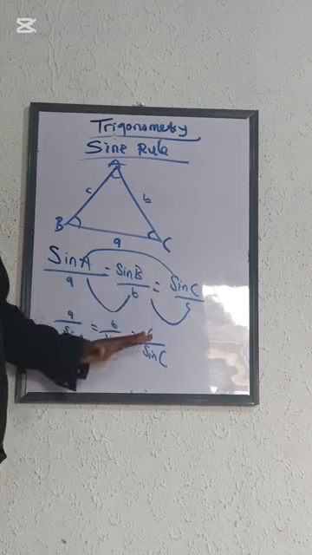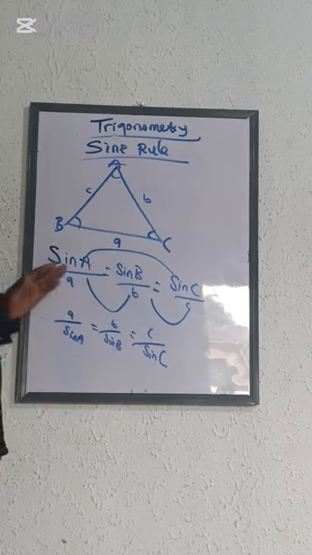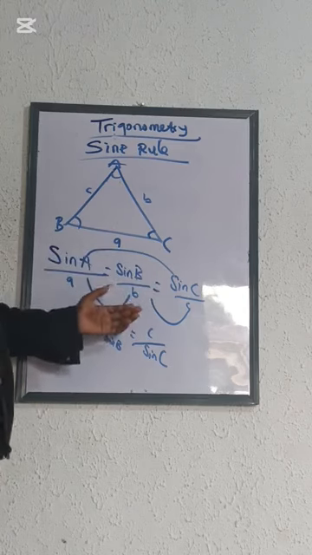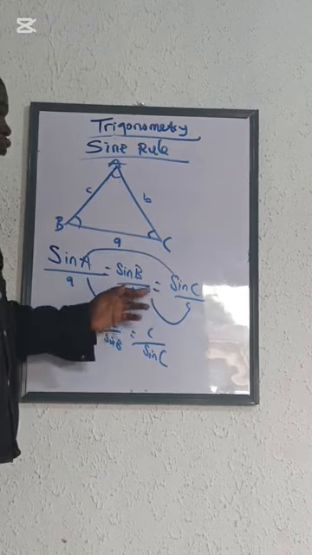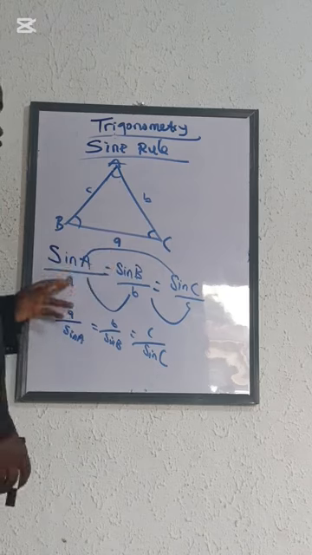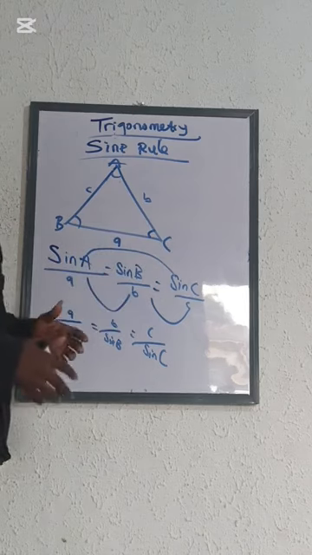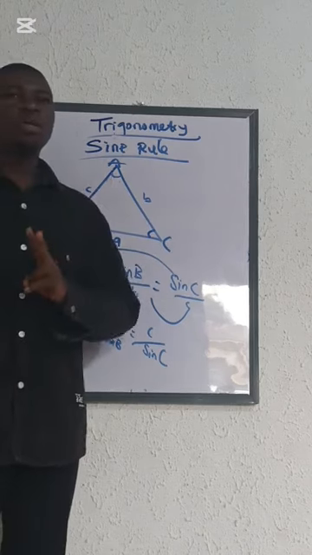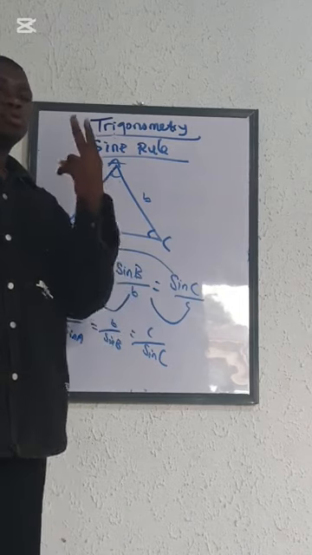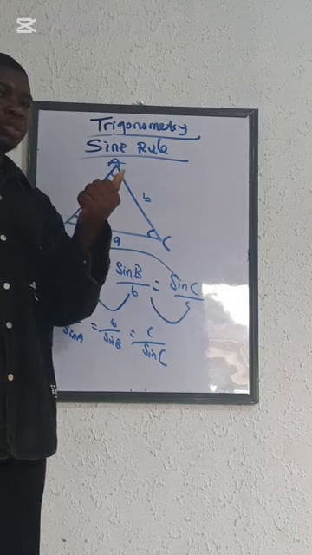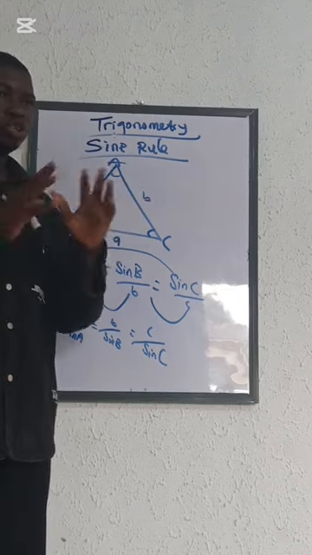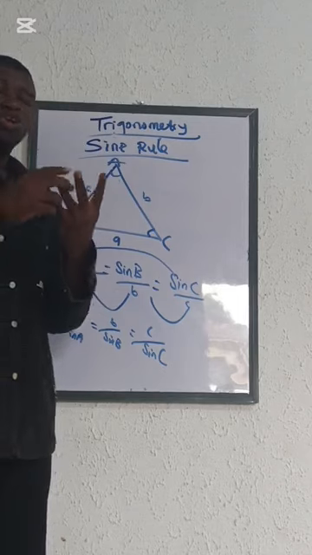Just keep this formula in mind, right? Sine A over a is equal to sine B over b. Or you say sine B over b is equal to sine C over c. Or you say sine A over a equals sine C over c. Now, in sine rule, we have two angles, two sides. We are looking for one. So it's just four things, four parameters, two angles, two sides.